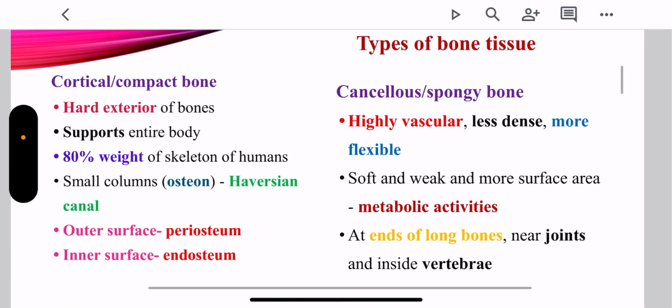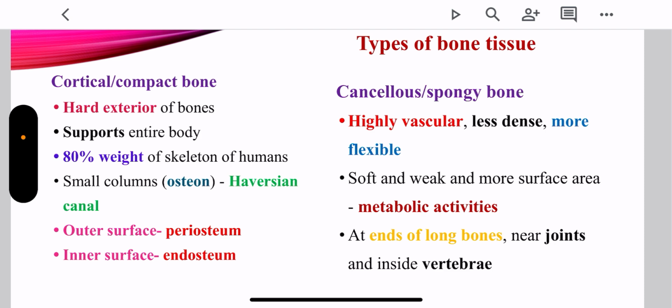Now about the types of bone tissue. See, there are two types of bone tissue. First is the cortical or the compact bone. Second one is the cancellous or the spongy bone. What is the difference between these two? Cortical bone forms the hard exterior of the bones. So its main function is to support the entire body. Okay, because it constitutes 80% of the weight of the skeleton in humans.